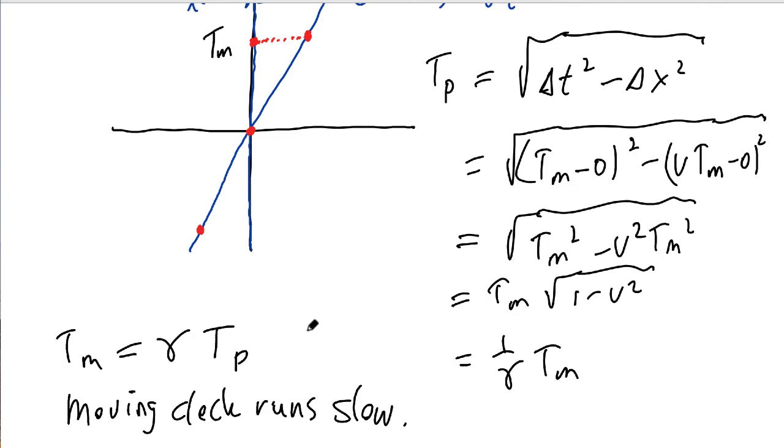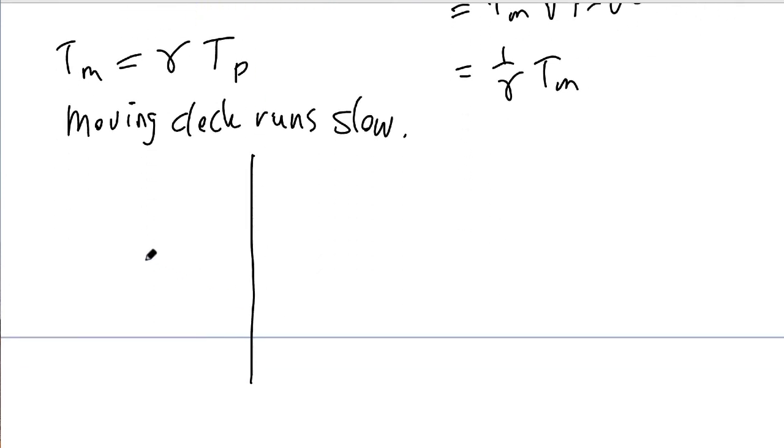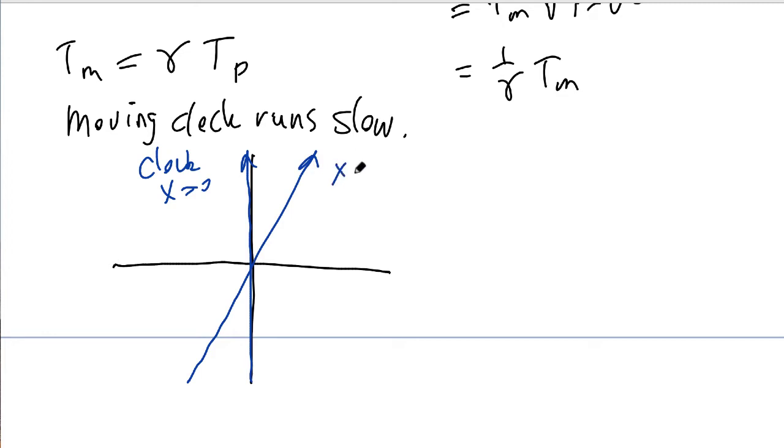It's an interesting exercise to turn this around and draw the space-time diagram with the clock at rest and the observer moving. So let the clock run along x equals 0, and the observer move along the world line x equals vt. And do the same calculation. Find the time that the observer sees between ticks. Compare that to the proper time. And you, of course, should find the same result. The moving clocks run slow. The moving time is gamma times the proper time.